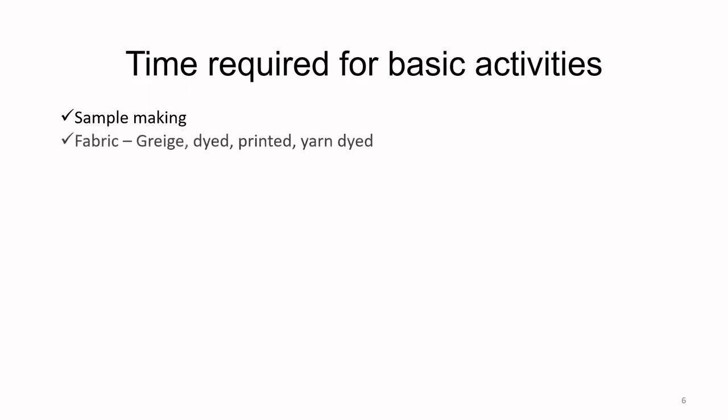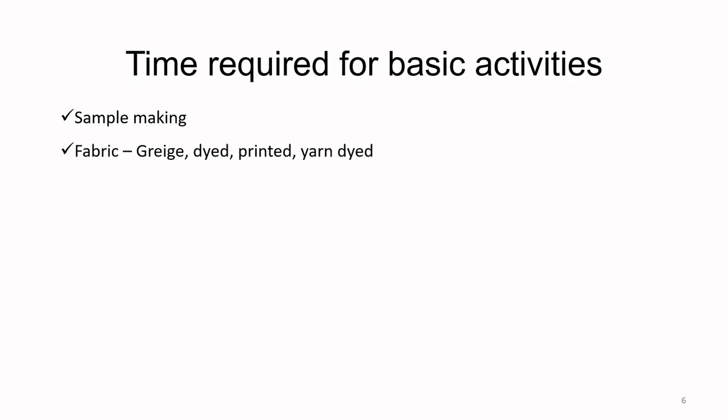Now, time required for the basic activities. Now, that is something which is on the fingertips of any senior merchandiser, and any merchandiser who's worked for about a couple of years would know what is the approximate time required for basic activities. So, what is the time required to make the samples? How much time does it take to source the gray fabric? How much time does it take to dye the fabric? So normally 5 to 7 days is required to dye the fabric.